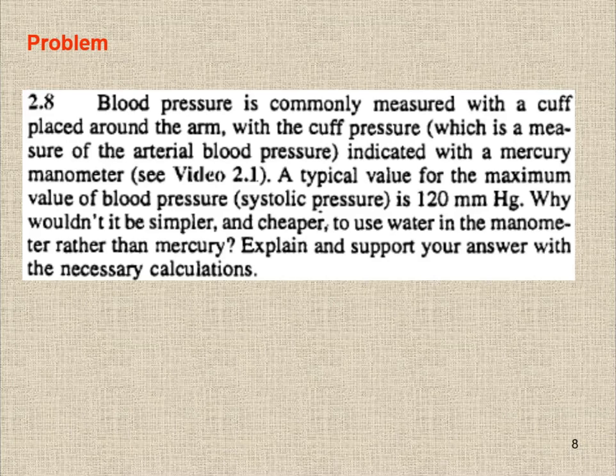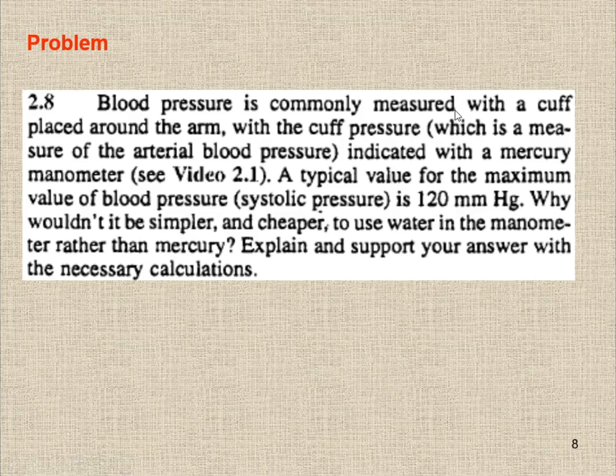The first problem: the blood pressure is commonly measured with a cuff placed around the arm, with the cuff pressure, which is a measure of the arterial blood pressure, indicated with a mercury manometer. Normally, whenever we visit the doctor, we see the device he has. We see there is a U-tube manometer and the mercury deflects up and down. So what exactly happens?